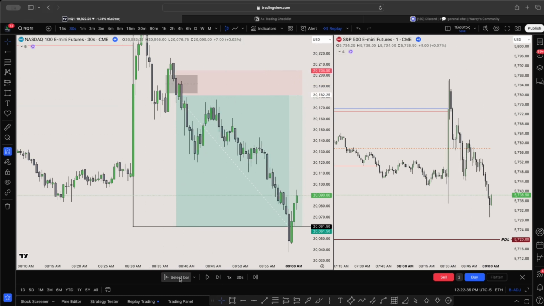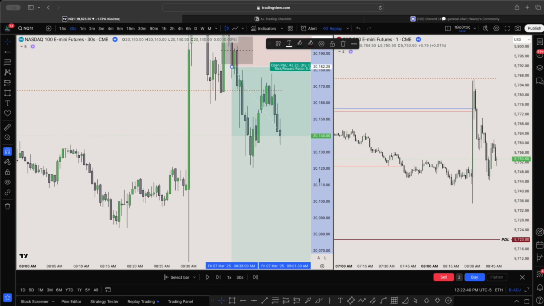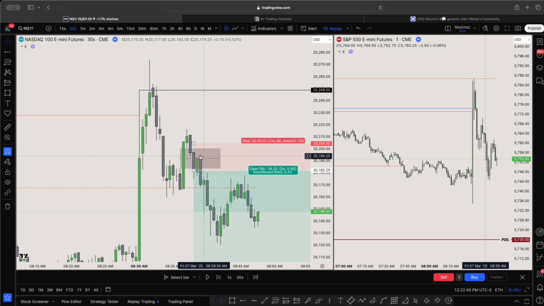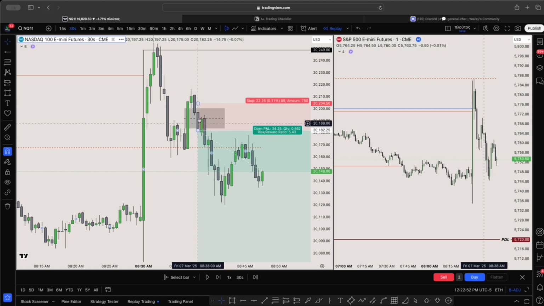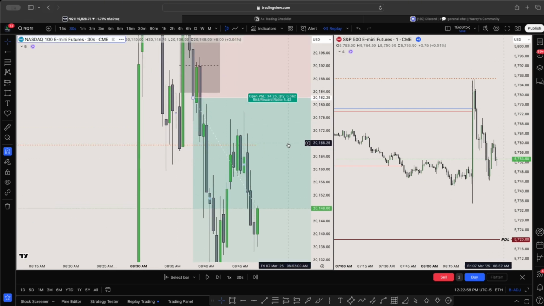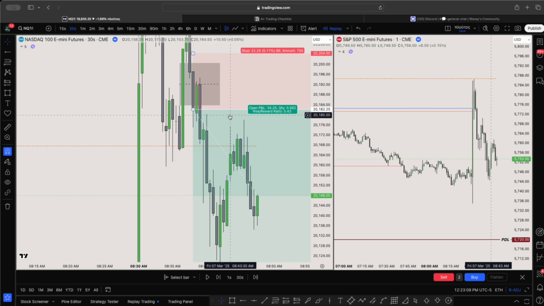And then I wanted to mention something here as well. If I do replay, right below that is my entry, right? So first of all, we were in premium, because this orange level is the equilibrium. Anything above this is premium. So I took a short at premium, so that's pretty good, right? And then we had this 50% of the equilibrium right below it. To me, this 50% is an area where we could see price bounce, we could see price reverse or react.